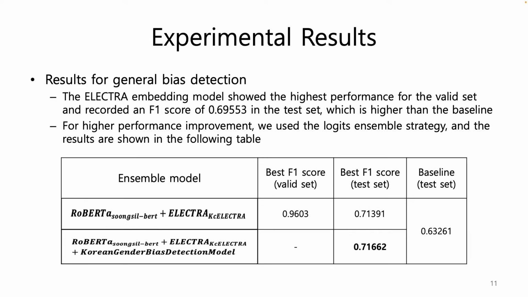In general bias detection, the KC-Electra pre-training model showed the best performance in the single model by recording an F1 score of 0.69. And using the logic ensemble and ensemble by label distribution, we achieved the highest performance as shown in the table by recording an F1 score of 0.716, which is higher than the baseline 0.63. For the ensemble by label distribution, we used our best model from Korean gender bias detection, since the general bias problem contains the gender bias problem.